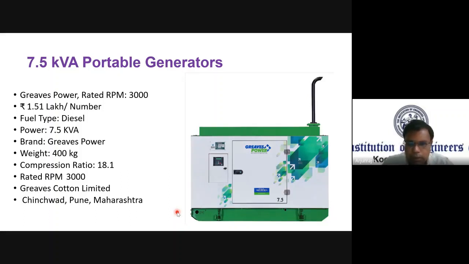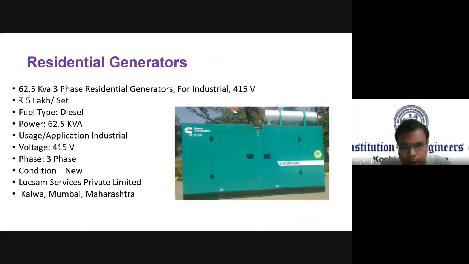The overall weight of this portable is a Greaves, actually a Greaves Power, and it's manufactured by a company called Cotton Greaves India Limited, which is located in Pune, place called Chittor in Maharashtra. Compression ratio is going to be 18.1, and it is residential, but this may not be applicable for you.